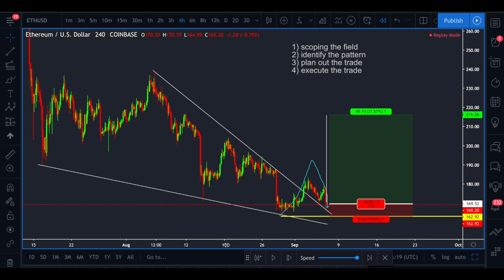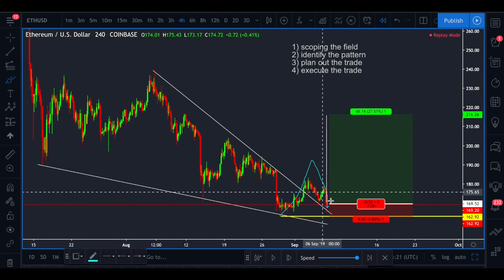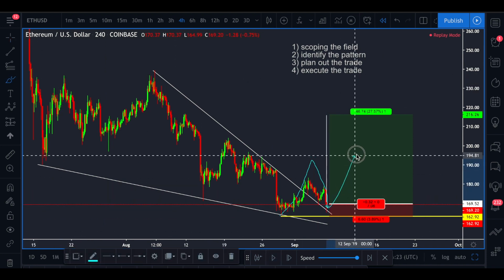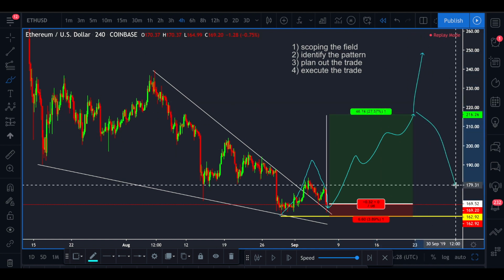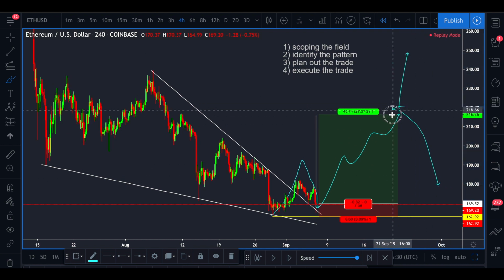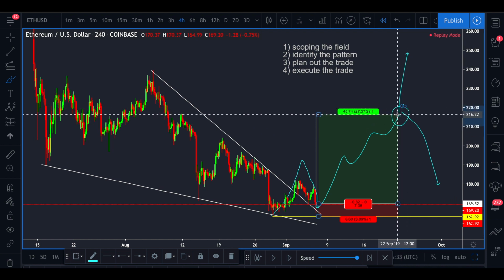So let's see what happens. If we're correct, if we're right, and this pattern works, then it should start impulsing up here, and it could go higher, it could go lower after that, but we want to assess it at this point once we hit 216. So let's see what happens.